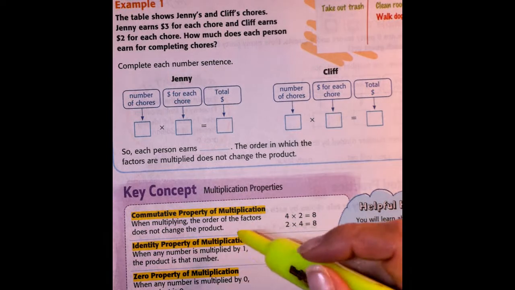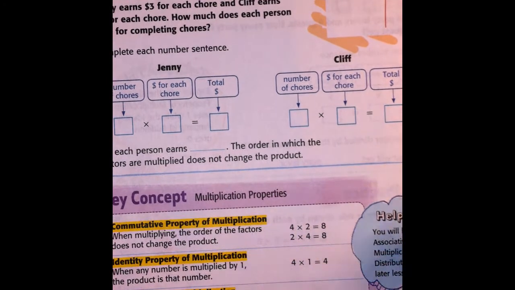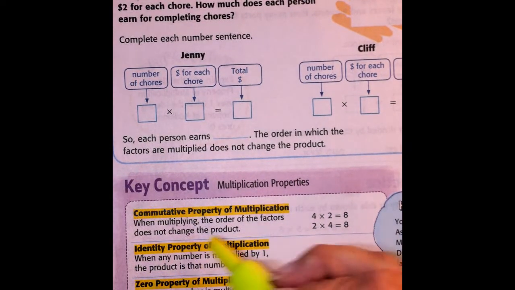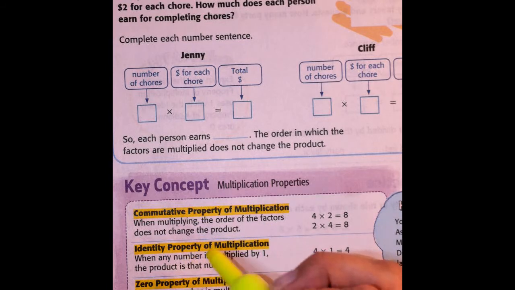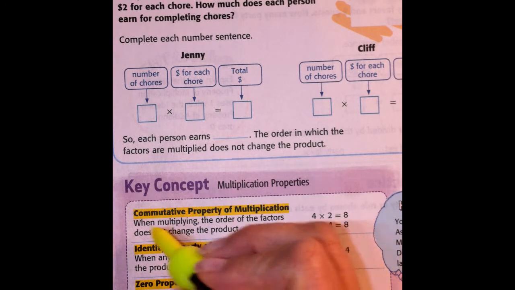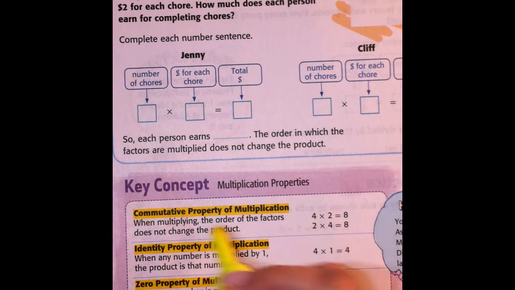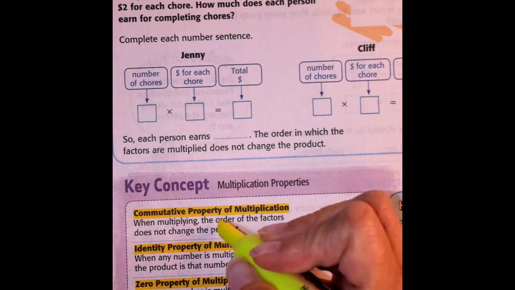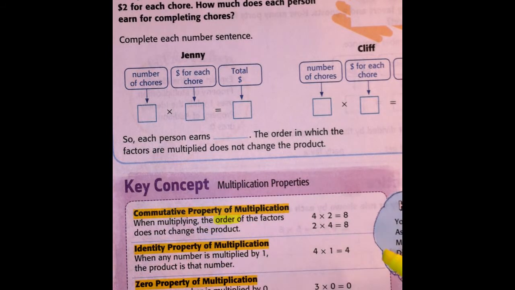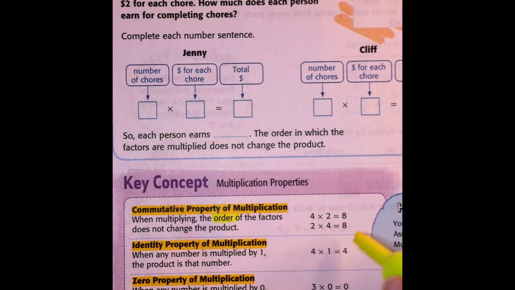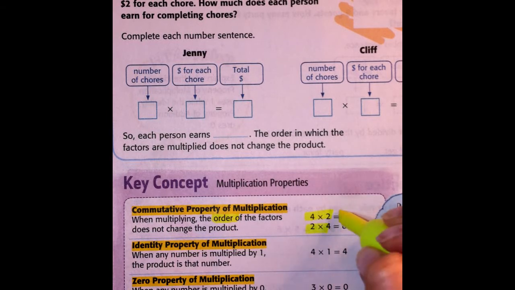Okay? The rules are down here at the bottom, and it talks about when multiplying, the order of the factors does not change the product. That's called the commutative property of multiplication. So it's the same as with addition, where changing the order is not going to change your answer. You're still going to get the same answer.